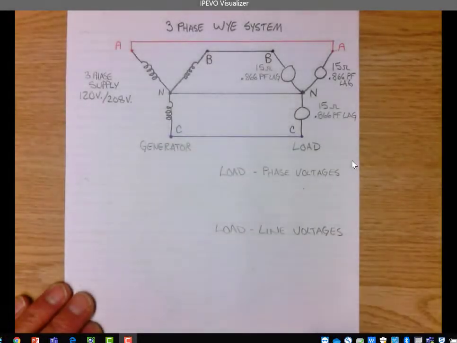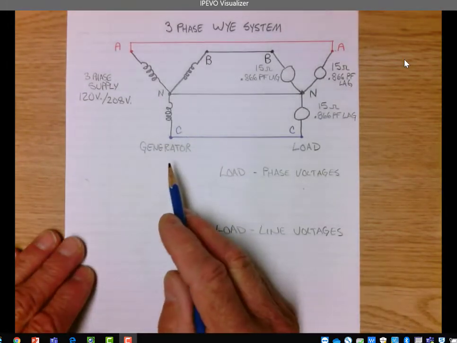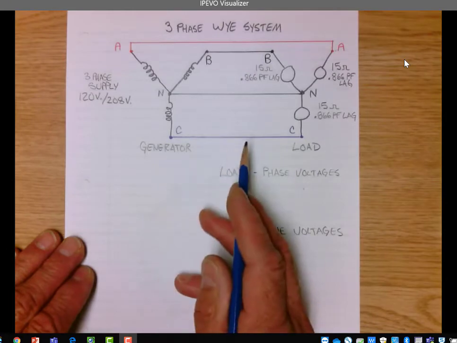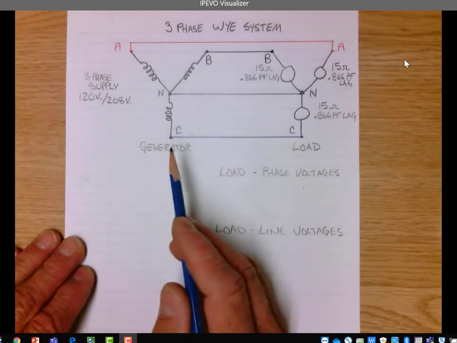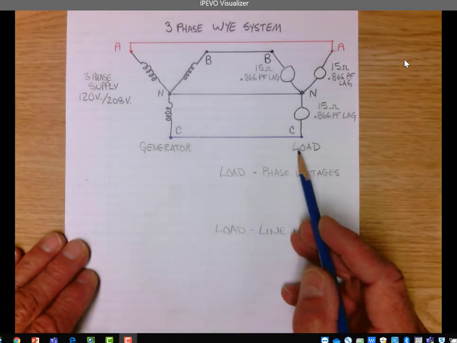All right, in this video, we are going to take a look at a basic three-phase Y system and see how voltages and currents work. This three-phase system is made up of a basic three-phase Y-connected generator and a three-phase Y-connected load.